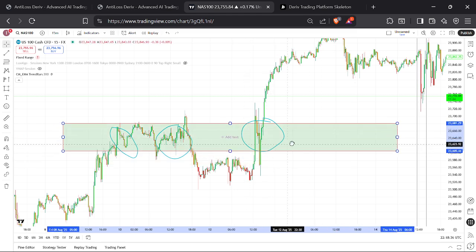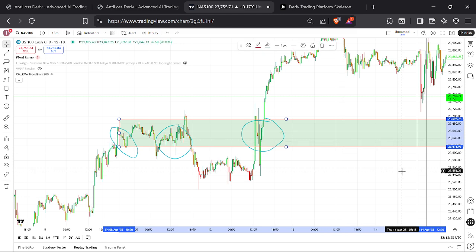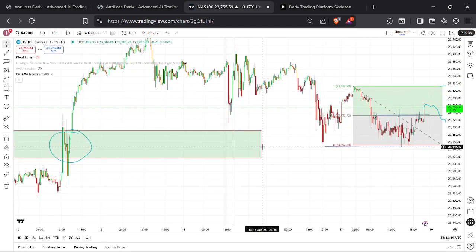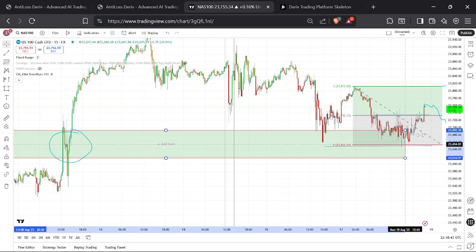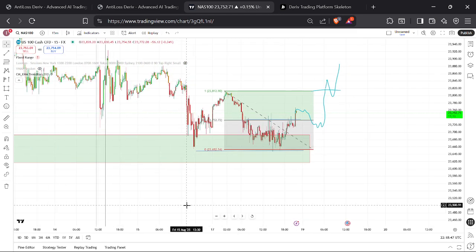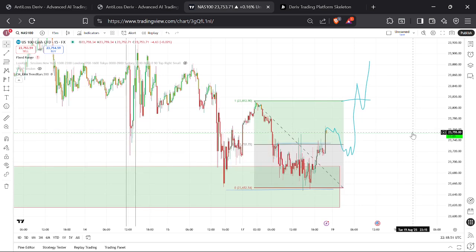We have had some consolidation right over there, so I think that's why it has turned into our support zone. So let me just draw this here. It has turned into our support zone. That's why I still expect this market to be pushing upwards. So that's all on Nasdaq.